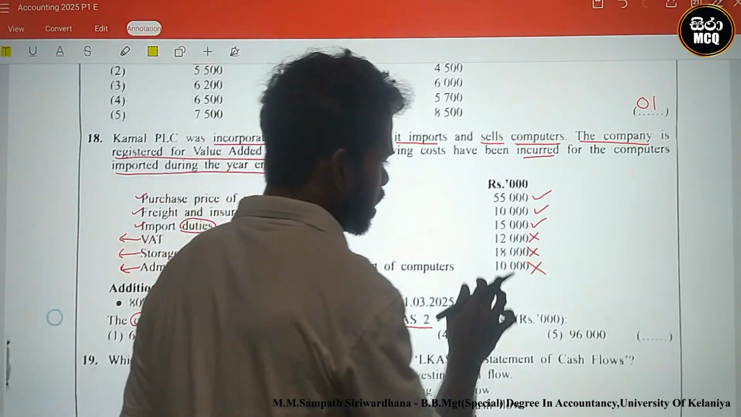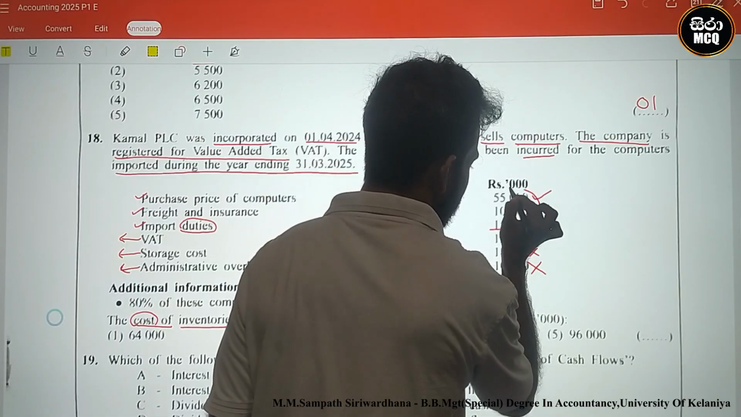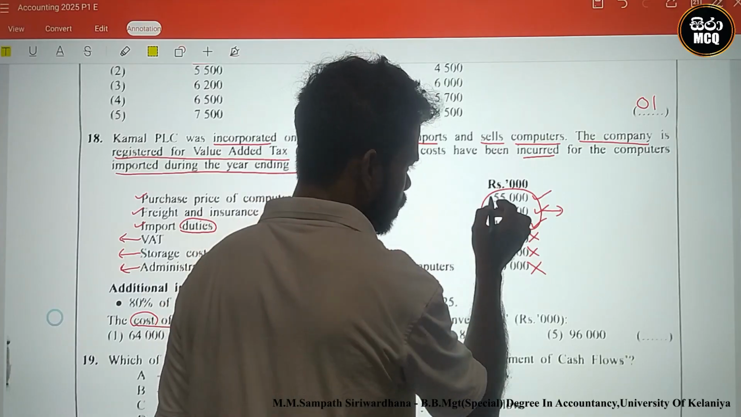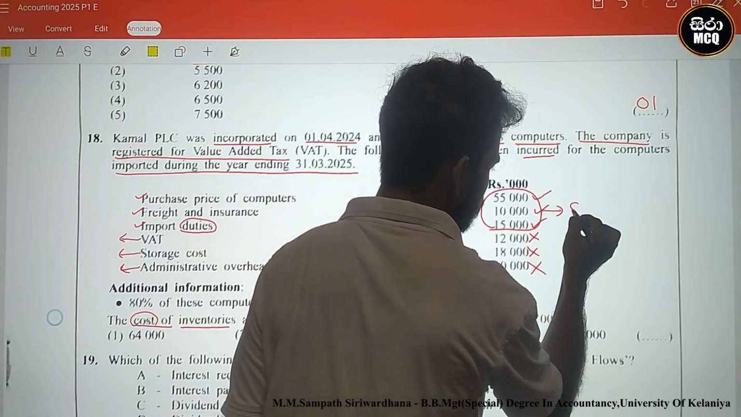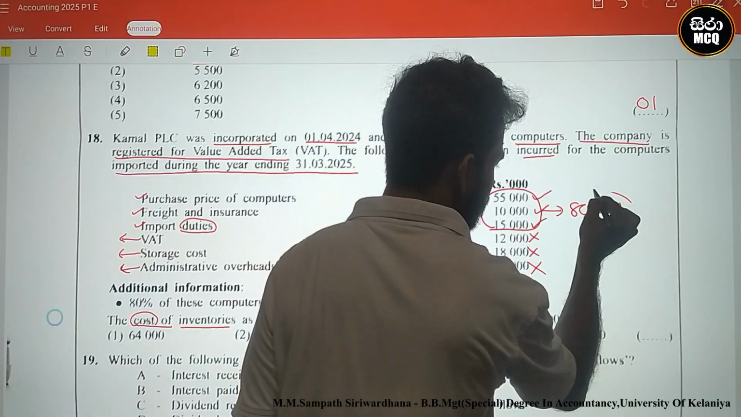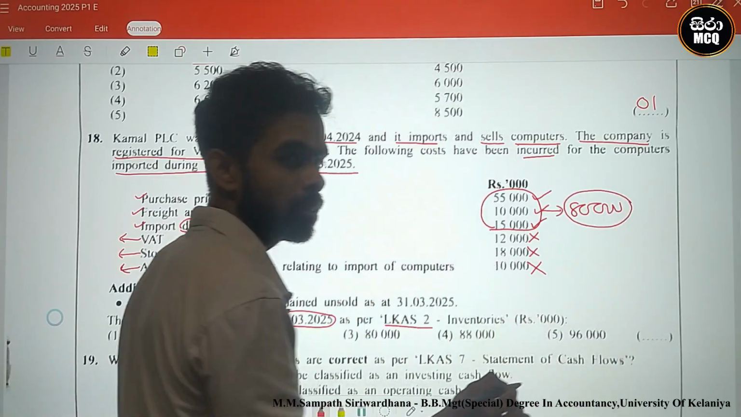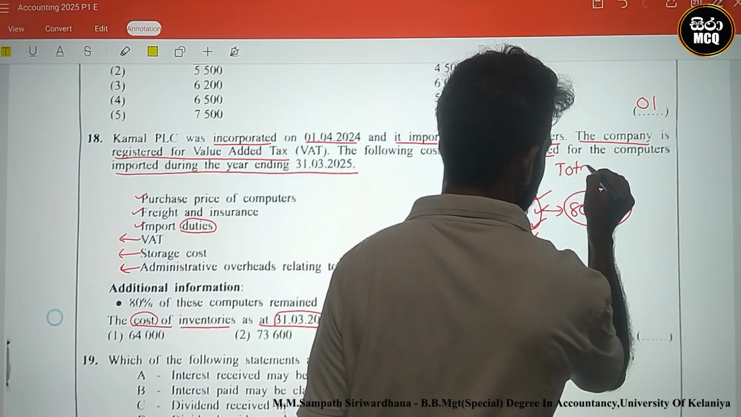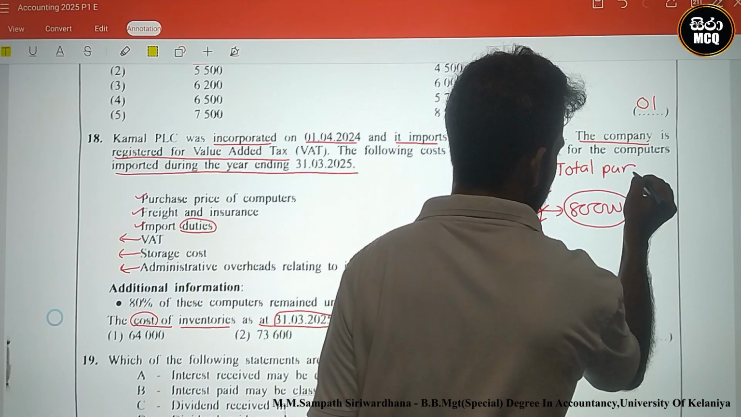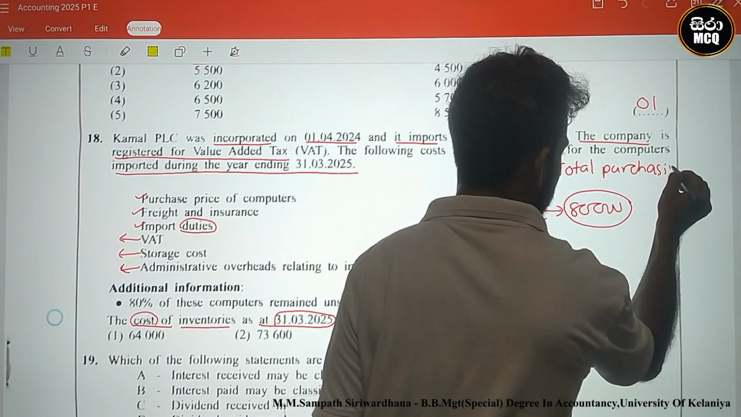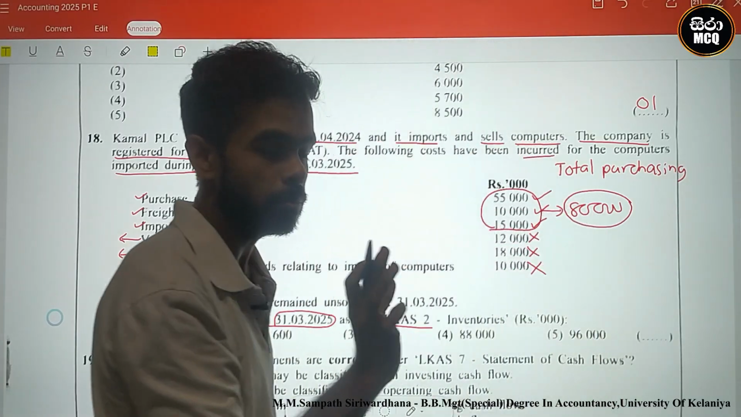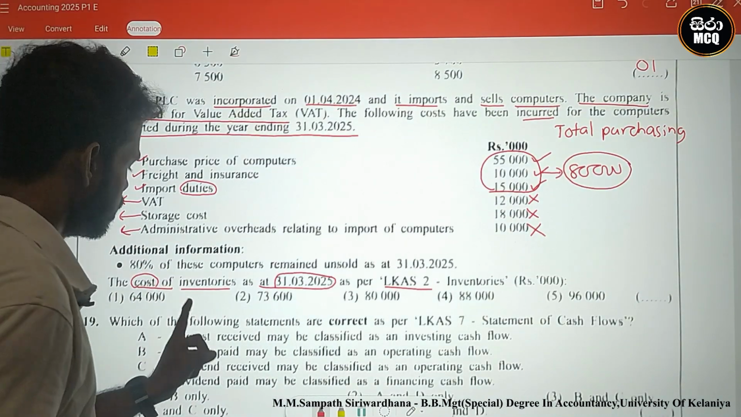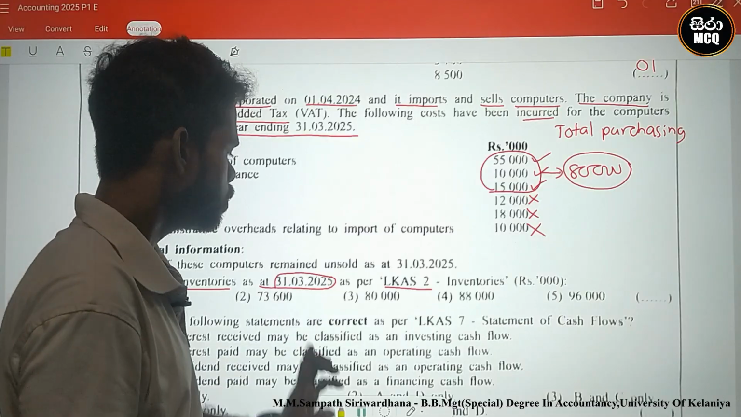Therefore, we can only identify these as inventory cost. What is the addition? Look here, this is 80,000. This 80,000 is the total purchasing cost of inventory. But they request the cost of the inventory as at 31st March 2025.